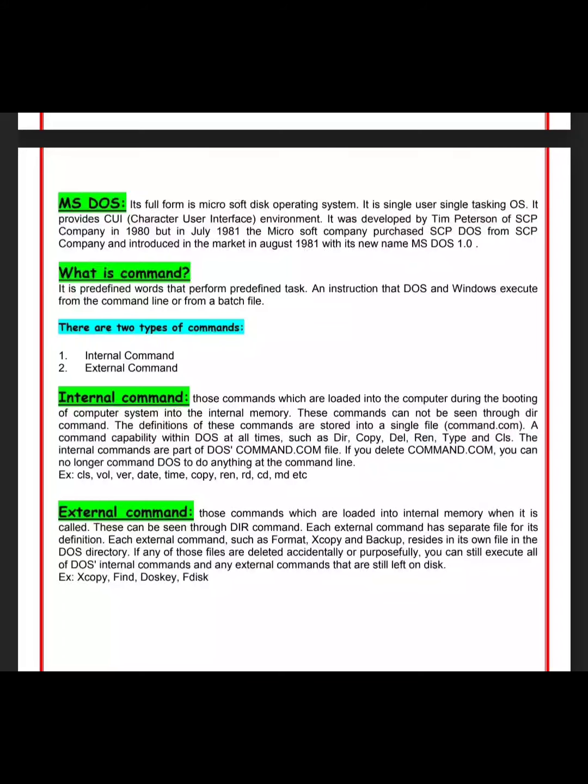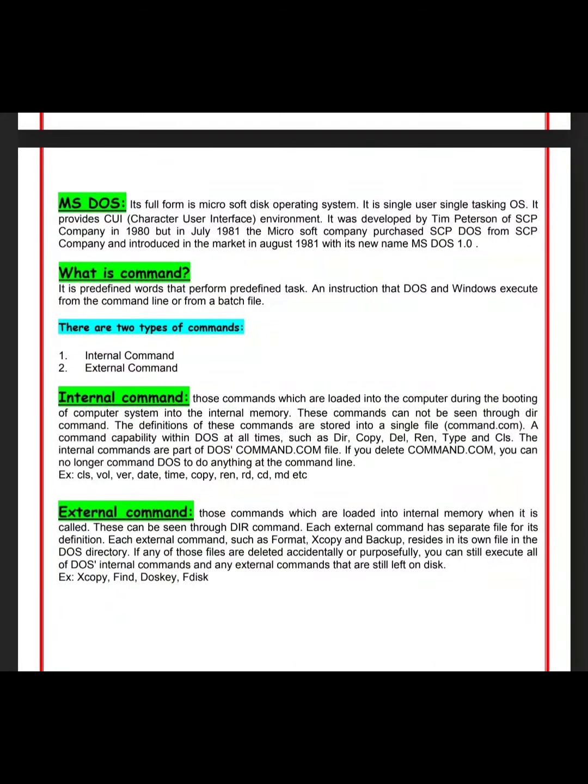What is a command? It is predefined words that perform predefined tasks. An instruction that DOS and Windows execute from the command line or from a batch file. There are two types of command: internal command and external command. Internal commands are those commands which are loaded into the internal memory during the booting of the computer system. These commands cannot be seen through the dir command. The definitions of these commands are stored in a single file, command.com.